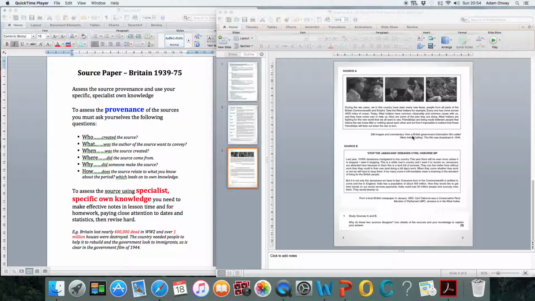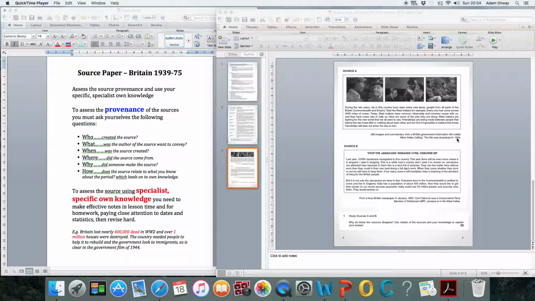Like who created it? The British government. A local British newspaper in which an MP is asking for something in 1955. What were they wanting to convey? Well, when you come to actually read the source, and that's how you'll get this across, you'll see that they're trying to encourage good relations with immigrants, I suppose. Whereas what the author here is trying to convey, that the immigrants are a danger and they're doing damage to the country and the people living there.